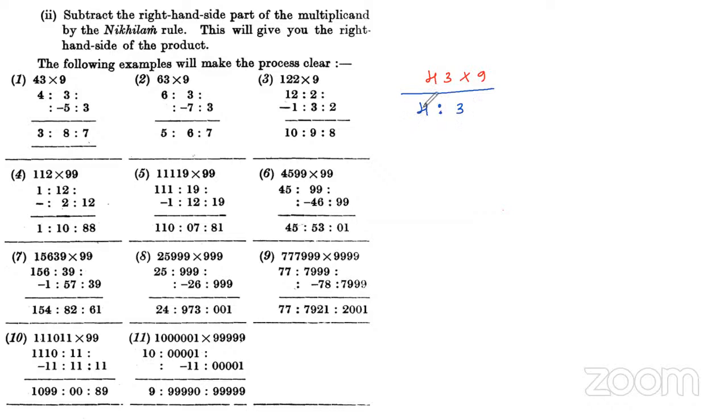Swamiji separated it like this. How is it separated? However many nines we have, that many digits we have to select from the unit place of the multiplicand. Suppose 112 into 99 is there. In this case, two nines we have. So in the first part we take two digits, and after that we write one. We separate like that.